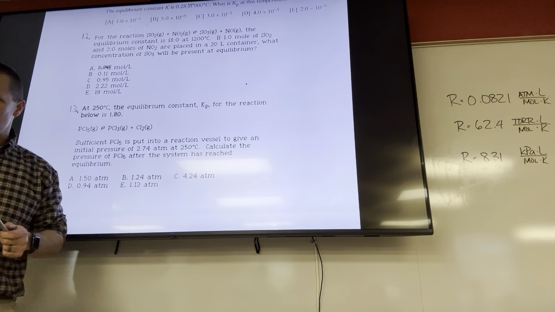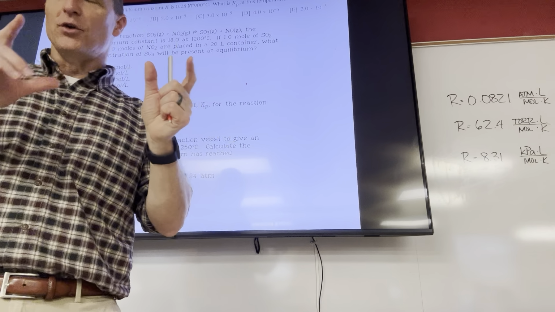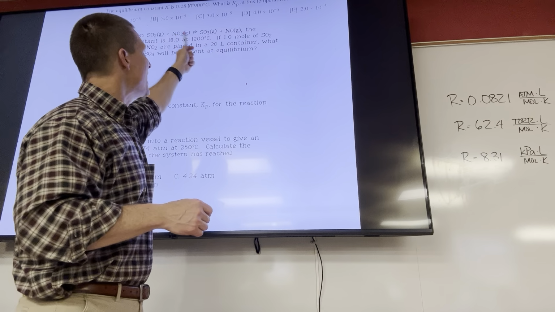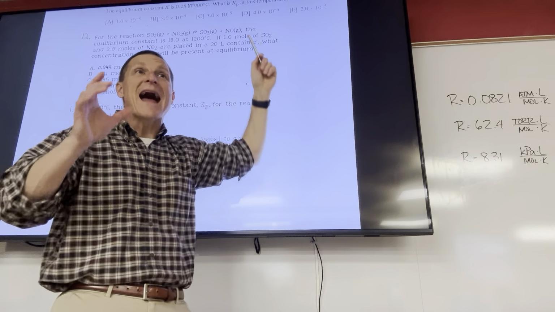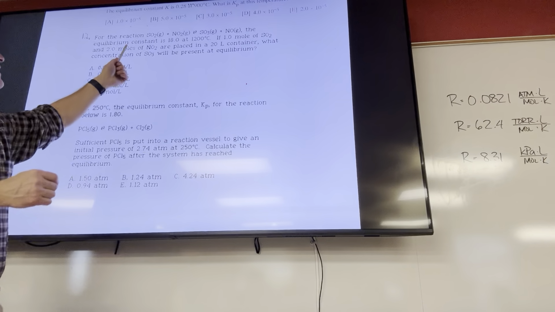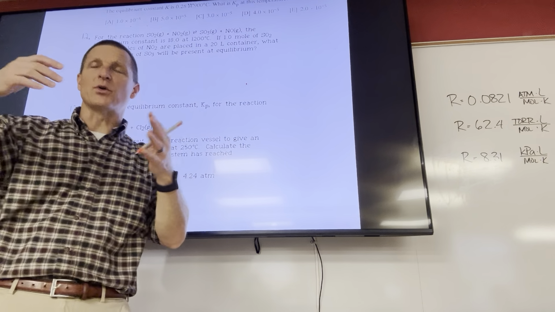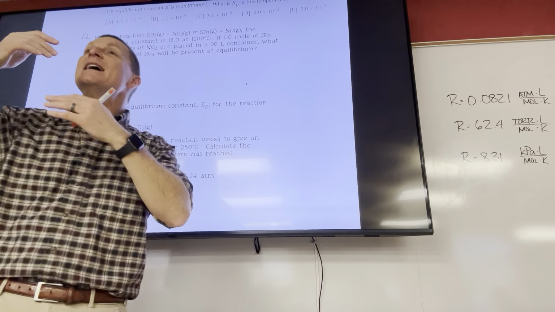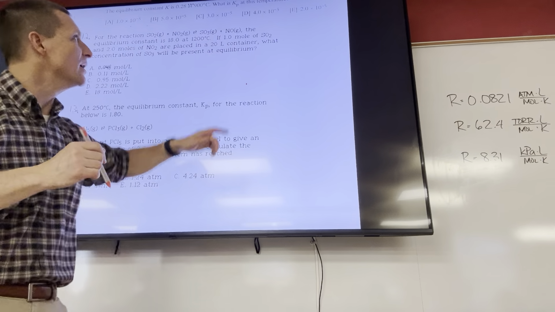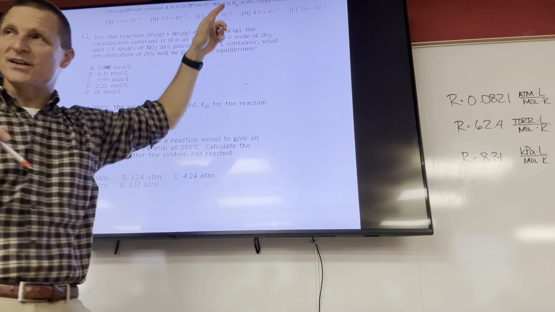Into our ICE table, only put ATMs or molarity for your units. In this problem, they gave us the amount of the two reactants in moles. Do not put moles into your ICE table. Remember that we're given the equilibrium constant. This is Kc. That means at the end, we're going to take the ratio of the products over the reactant concentrations. So don't just put moles into your ICE table. We're given the moles, and then it tells us that it's a 20-liter container.